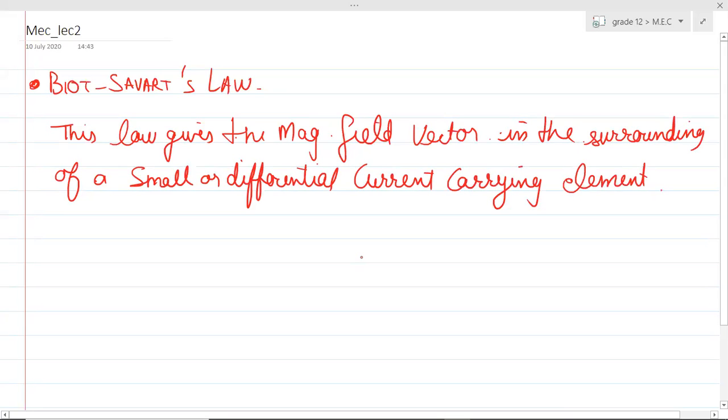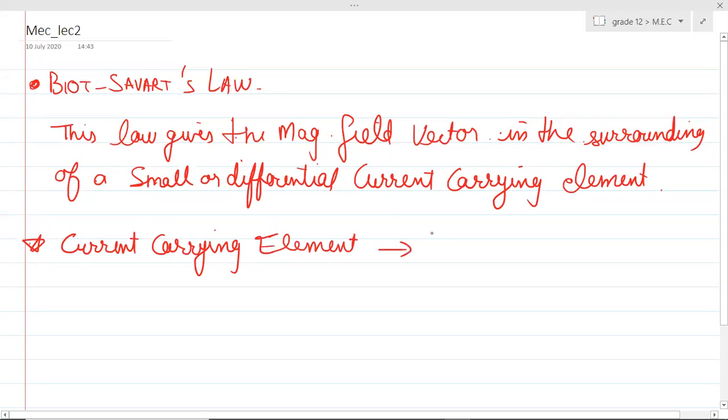You know, this is very important to understand this particular thing. Suppose, basically, what is this current carrying element? This current carrying element is a small piece of the current carrying wire. Basically, it is the small element method. If you remember small element, so this current carrying element is basically a small element on the current carrying wire. A small piece of the current carrying wire.